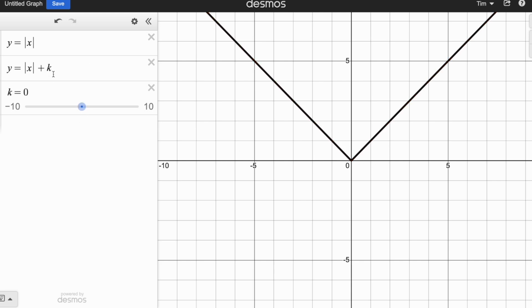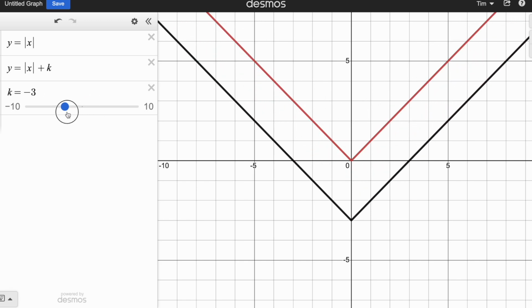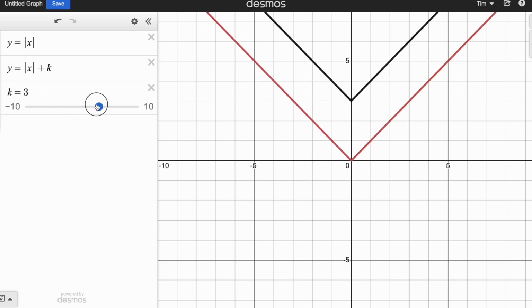But if I increase this k value, so now I've set k equal to 3, you can see what happens. I've slid this graph up. It's the exact same graph, except all the y values are just 3 units more. Now, if my k value is negative, for instance, negative 3, watch what happens. I'm sliding this down. So a vertical translation means that I'm either moving the graph up or down. And notice when k is negative, I'm below my original function, and when k is positive, I'm above my regular function.